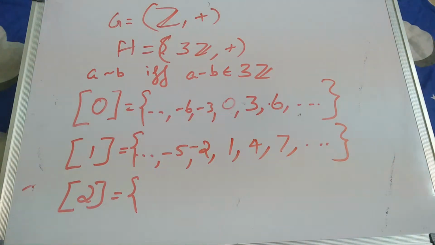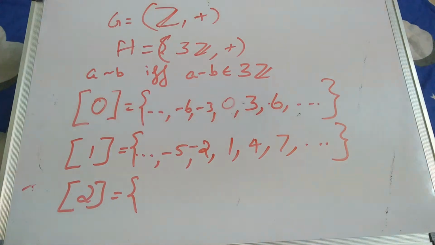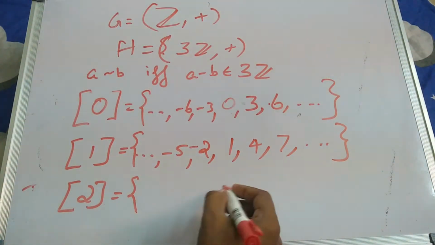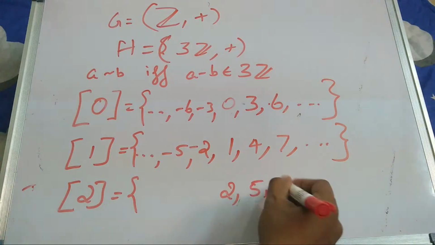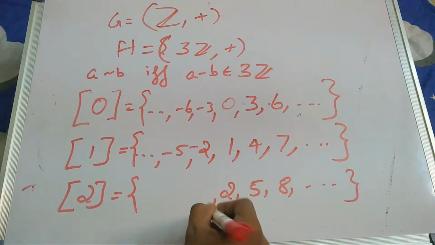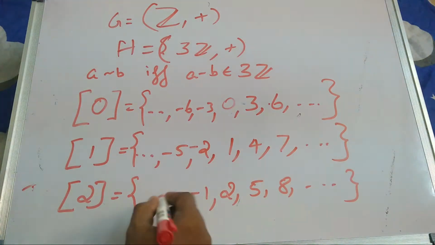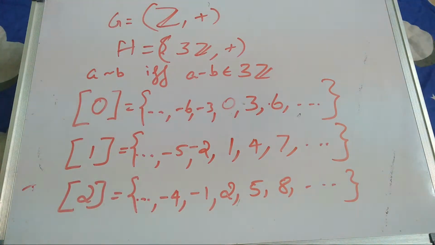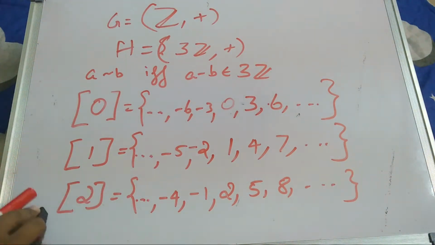Now you would have easily guessed what the elements related to 2 will be. The elements related to 2 will be 2, 5, 8, etc. And this way it is going to be minus 1, minus 4, etc. Now what I claim is, we need not check the equivalence classes of the other elements.